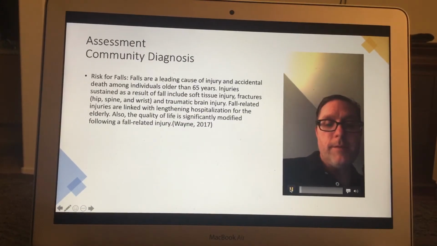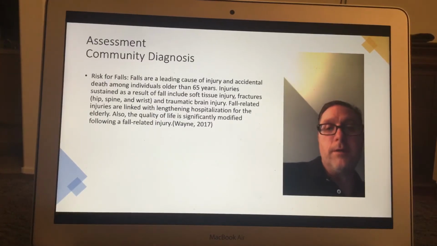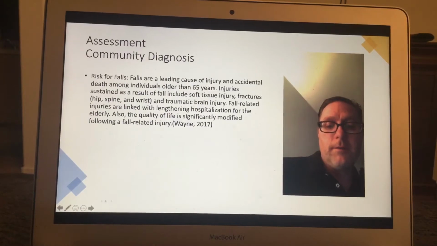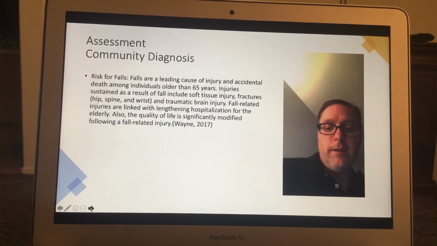So our community assessment is going to be a risk for falls. Now, risk for falls is a nursing diagnosis, but it's also a community health diagnosis, because falls are the leading cause of injury and accidental death among individuals older than 65, and the injuries sustained from such falls are hip fractures, spine fractures, and wrist fractures. And they also lead to lengthening hospitalizations for the elderly and reduced quality of life for elderly people.